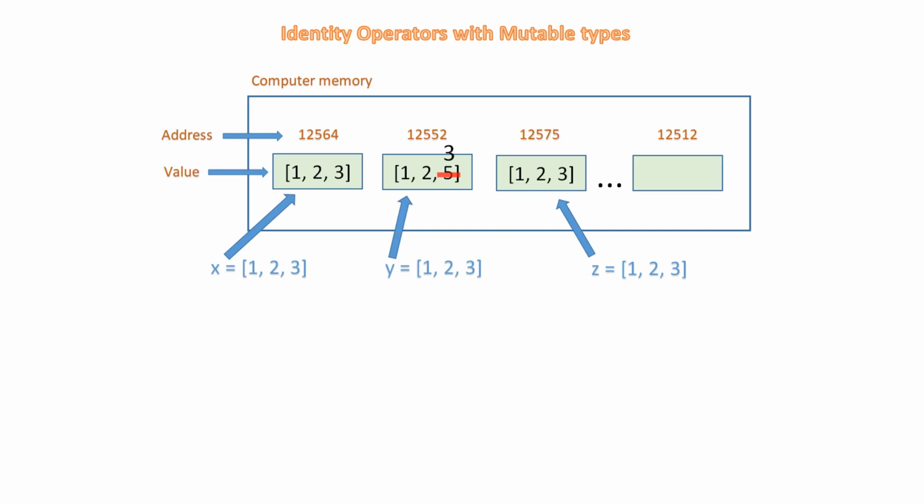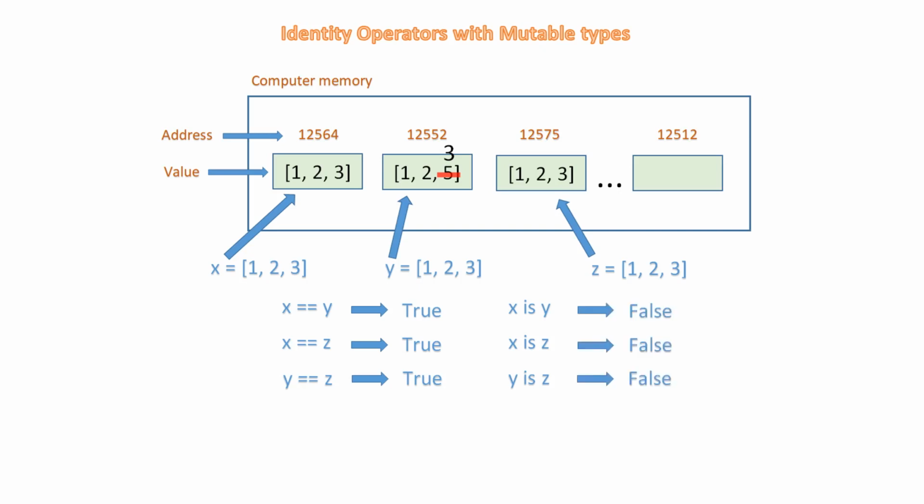Let's compare the value of x, y and z using the comparison operator. x == y, x == z and y == z. The output of all these commands will be true because the values of x, y and z are the same. Now when we use the identity operator, x is y, x is z and y is z, the output of all these commands will be false because the addresses of x, y and z are different.